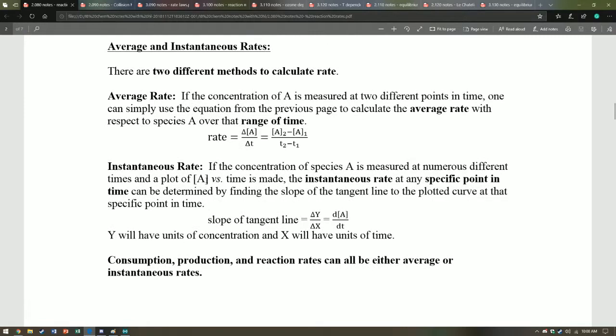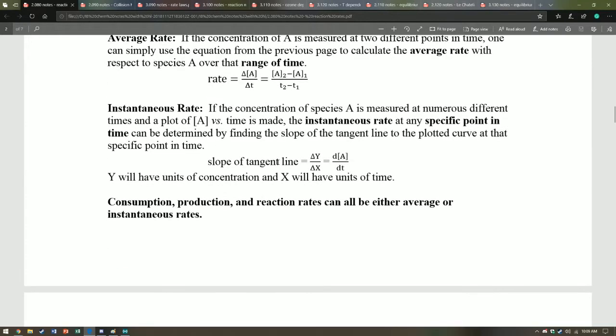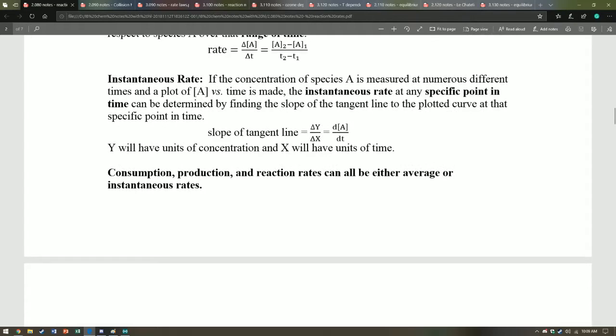There are two types of rate, average rate and instantaneous rate. The average rate is just delta concentration over delta T. It's just measured at two different points in time. What was the average rate during a period of time? And then we have the instantaneous rate, which is where you draw a tangent line on a graph at the time you want the instantaneous rate. Alternatively, if you're given a line of best fit, you could differentiate it and take the derivative at that point, which is equivalent to saying the tangent line at that point. Consumption rates, production rates, and reaction rates can either all be instantaneous or averaged.